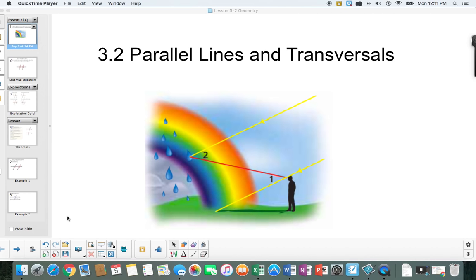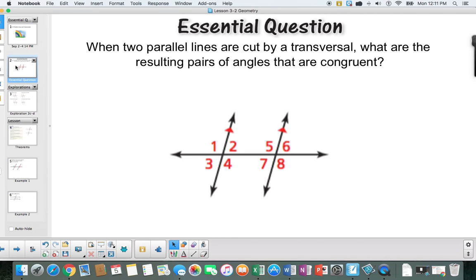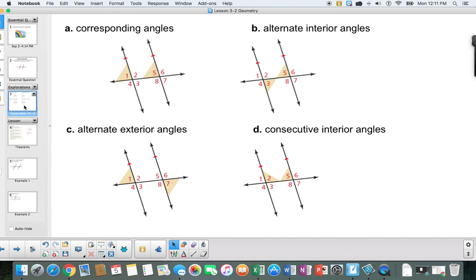Lesson 3.2, Parallel Lines and Transversals. The essential question: when two parallel lines are cut by a transversal, what are the resulting pairs of angles that are congruent? In our exploration, we took a look at what happens when two lines end up being parallel.